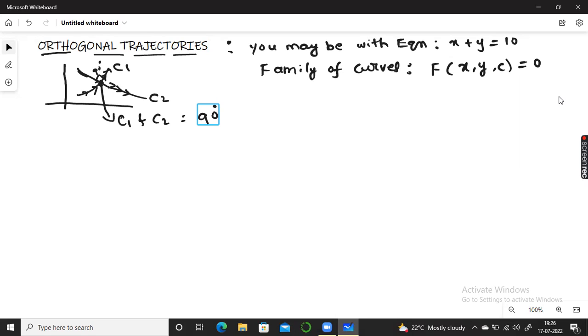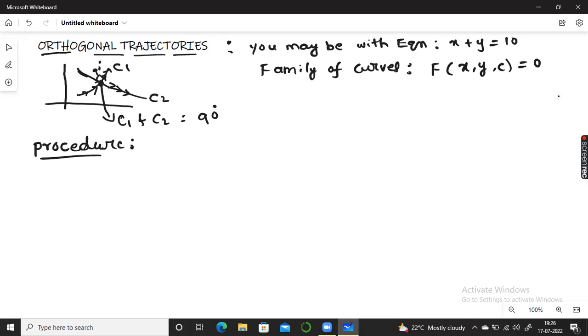You will be given a trajectory. You have to find a trajectory or an equation which is at 90 degrees with respect to the given curve or given equation or given family of curves. So this is what the concept is. Now, what is the procedure we will see? The procedure is very simple, having 3 steps.